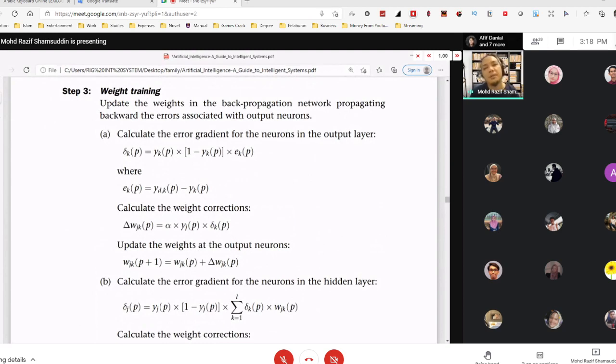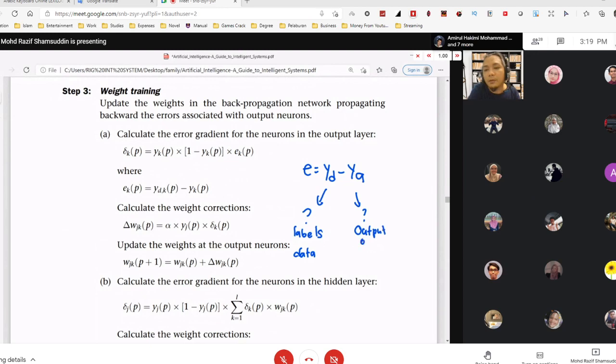Previously in perceptron, what do we do during weight training? We get the error first. Error is calculated as Y desired minus Y actual. Y desired is the output that we want, the labels, which come from data. Y actual is from the activation function, the output of the network. This is the output that is produced by the network, and this is the output it's supposed to produce from the labels.